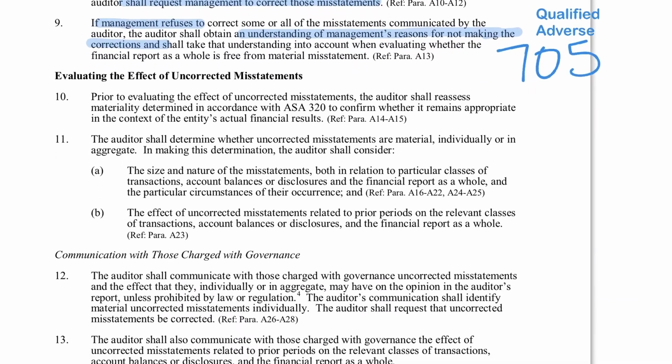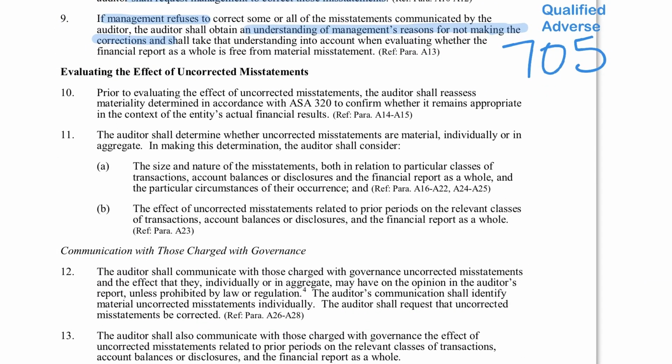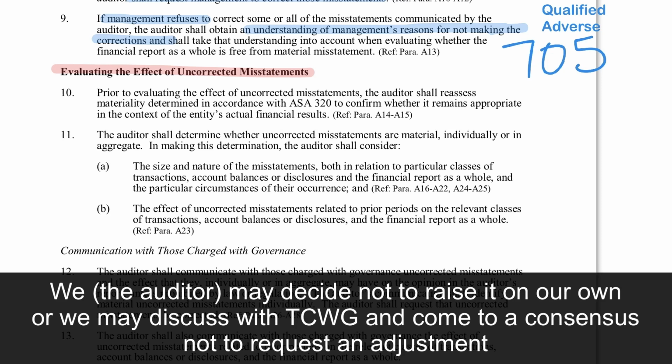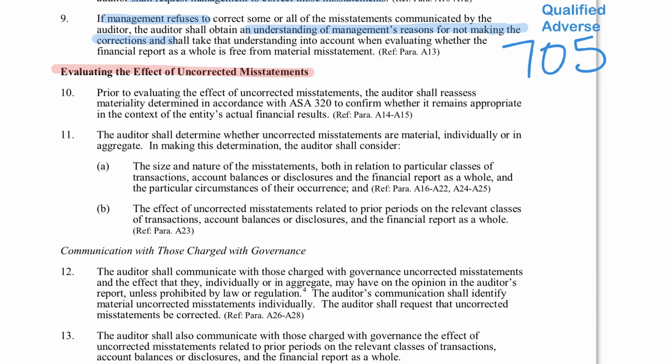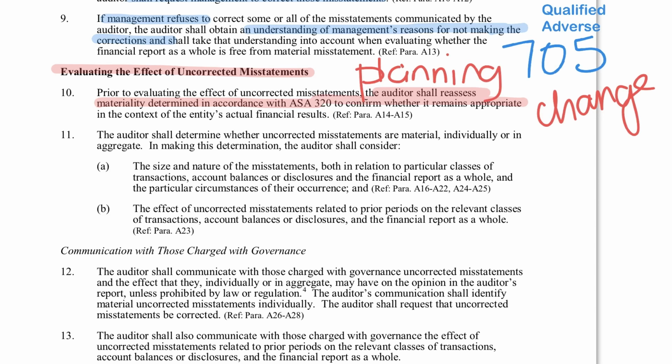Now, I mentioned earlier the effect of uncorrected misstatements. And these are the ones that we don't request. All right. So the auditor shall reassess materiality in accordance with ASA 320 to make sure it's still appropriate. Because remember, things may change over the course of the audit. I might discover more risk, and the materiality that I might set at the planning phase early on could change. So I need to think about, do I need to reevaluate it? Most times, if there is more risk, our materiality does need to go down.